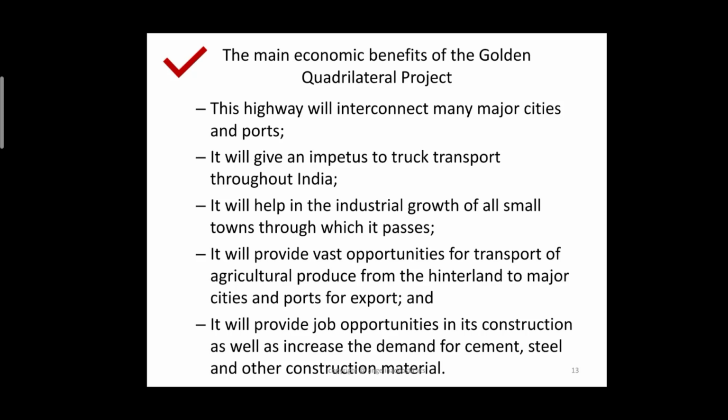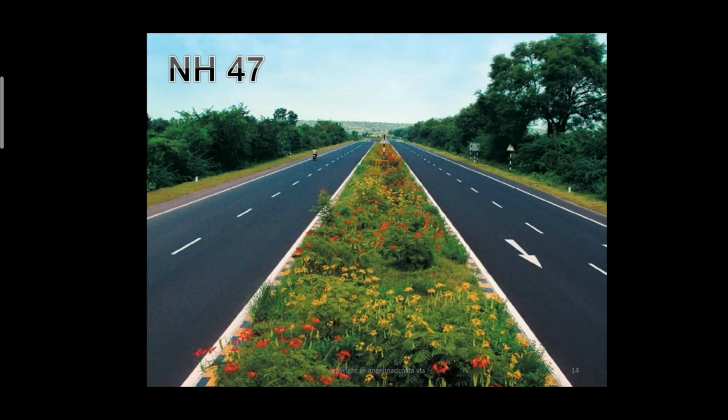We are looking at National Highway 47, a beautiful highway. As you can observe, there are 4 lanes and we have a broad divider with beautiful flowers in between.